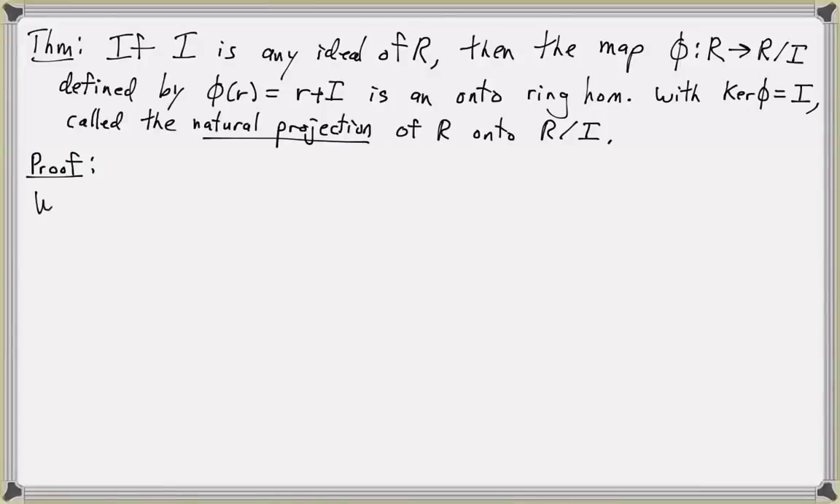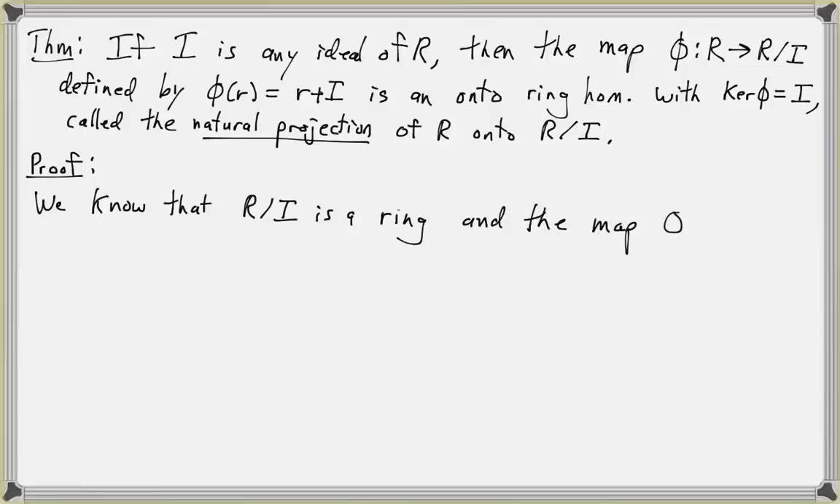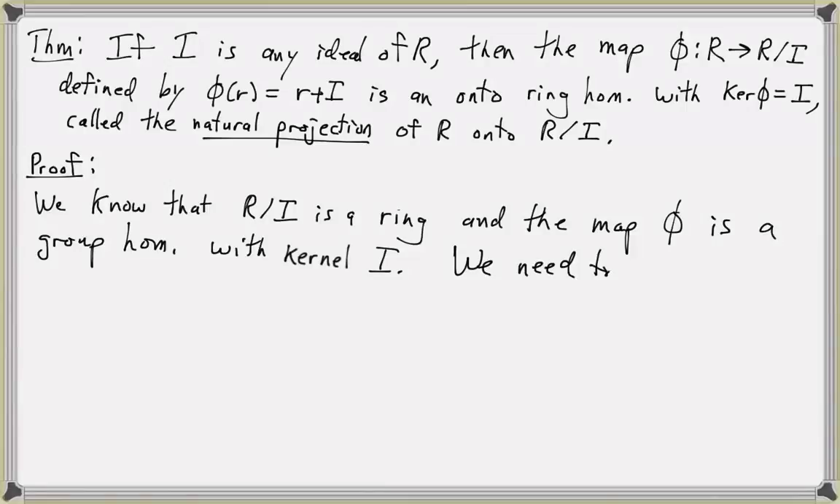So the proof: we know that R mod I is a ring, and the map phi is a group homomorphism with kernel I. So we need to show that phi is a ring homomorphism as well.